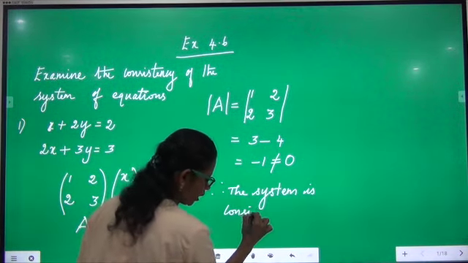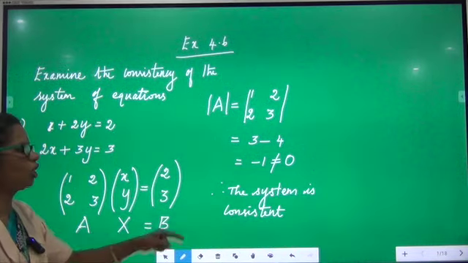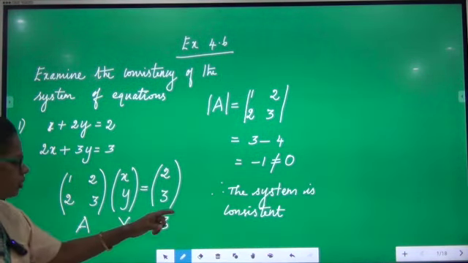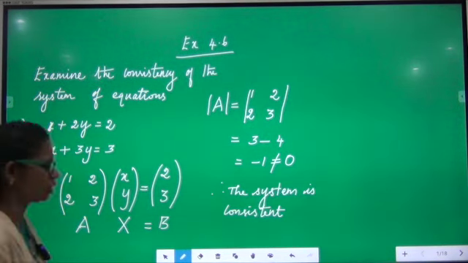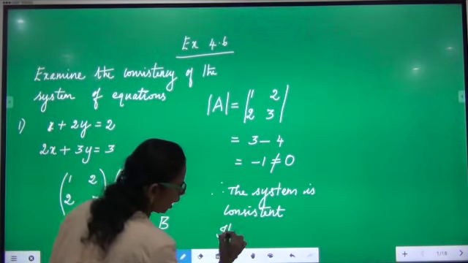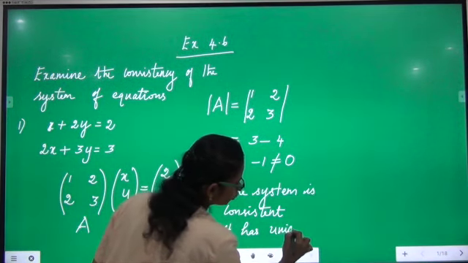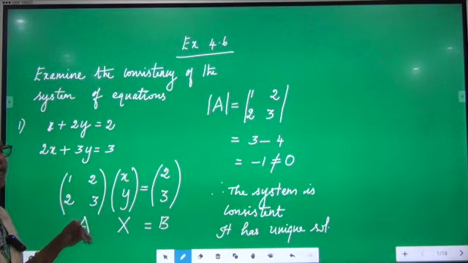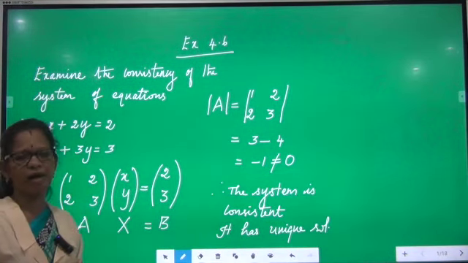consistent. Once again I repeat, if the determinant A is not equal to 0, the system is consistent. System means the given pair of linear equations represents consistent. It has a unique solution. Right. If a pair of linear equations is given, you know whether the lines are intersecting, parallel or coincident.